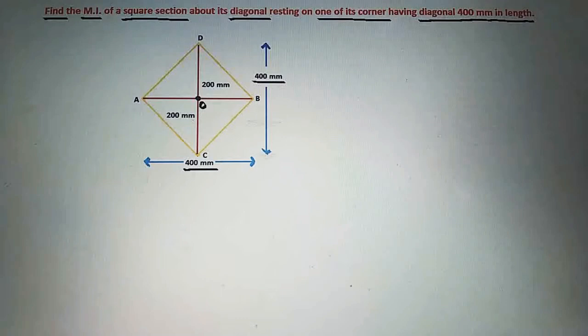This square section is resting on one of its corners, and that corner is C here. What we have to find out is the moment of inertia of a square section about its diagonal.